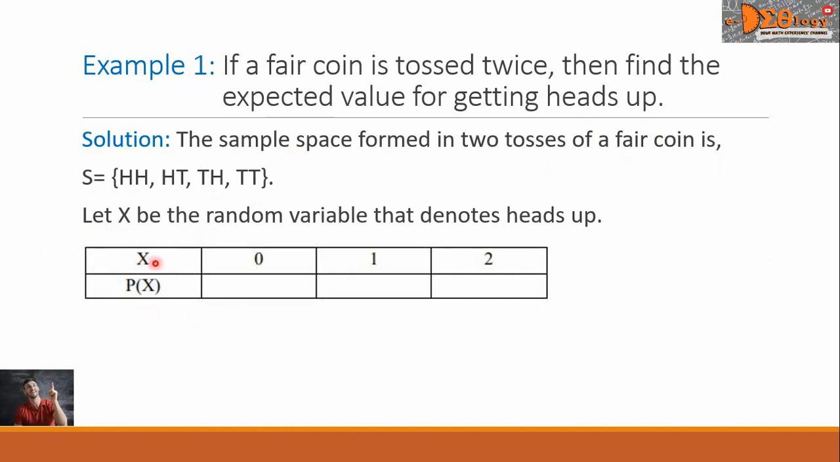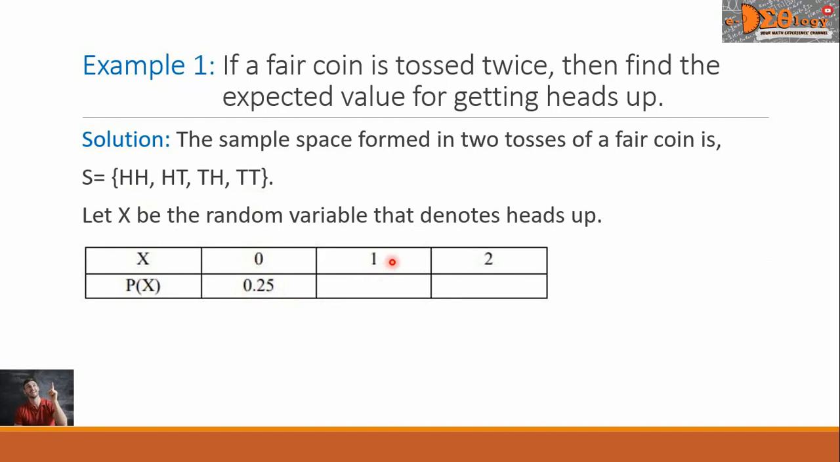In the first row is for the X, and we write here the number of heads up: 0, 1, and 2. For the second row, this is now the probability of the X. For the 0, there is one sample point here without the H, and this is the TT. So there is one sample point over the total number of sample points. So for the probability, we have here 1 over 4, or we say 0.25.